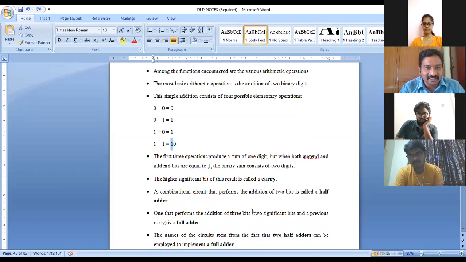So in a full adder, among the 3 bits, these are the 2 significant bits, and one is the previous carry.